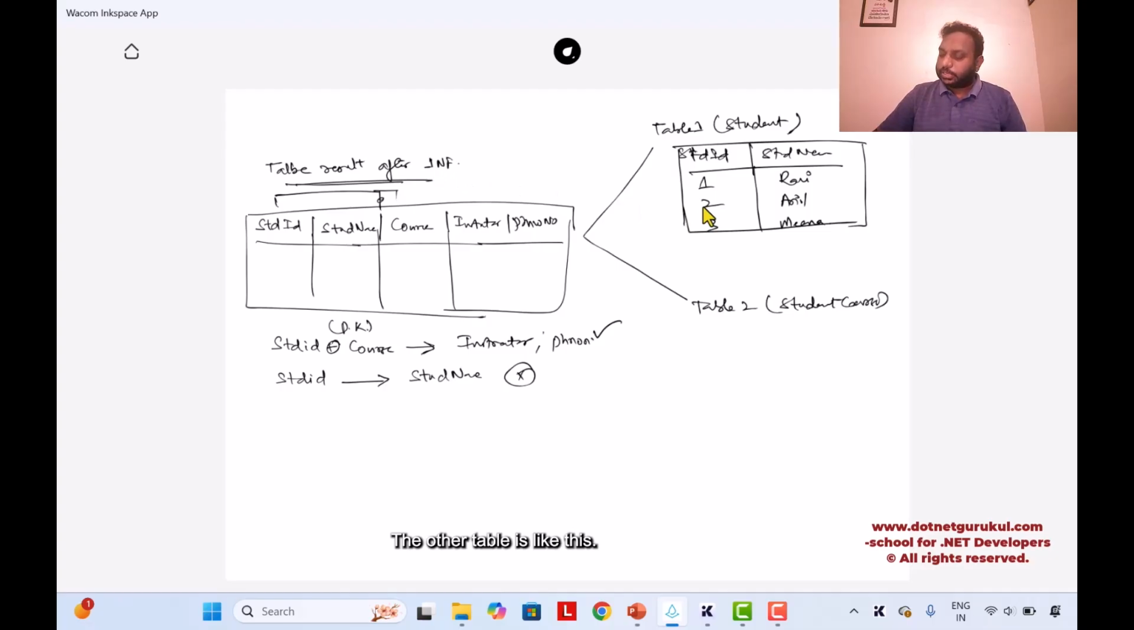The other table is this student course table. See here, I will identify this student course something like this. I have this student ID.